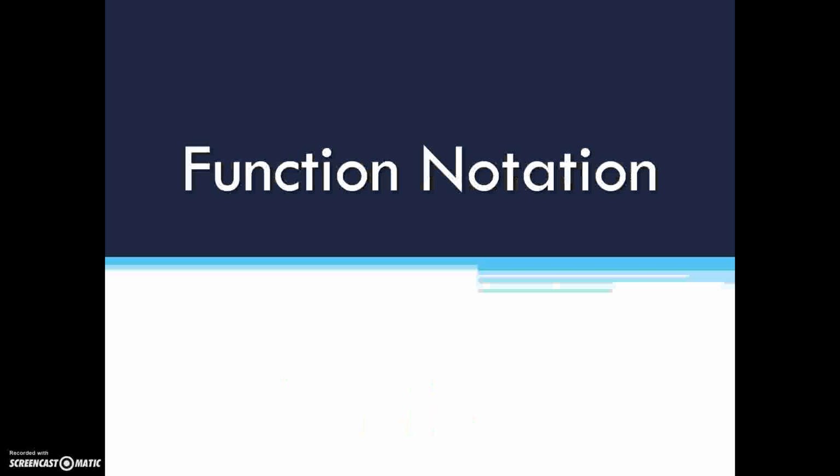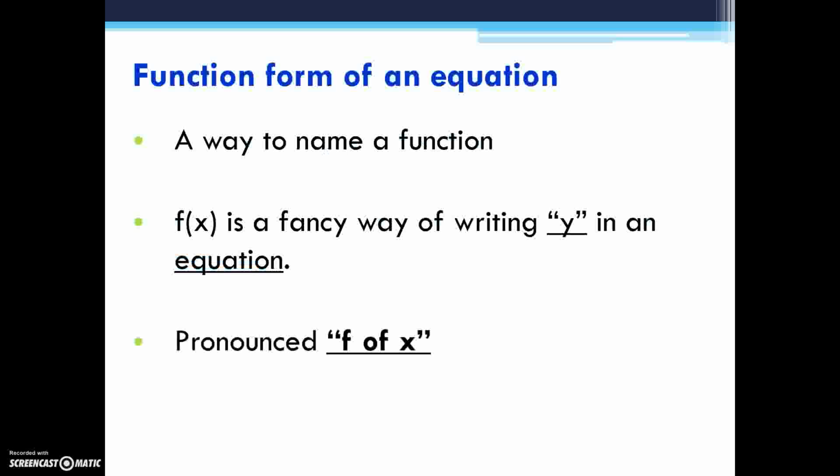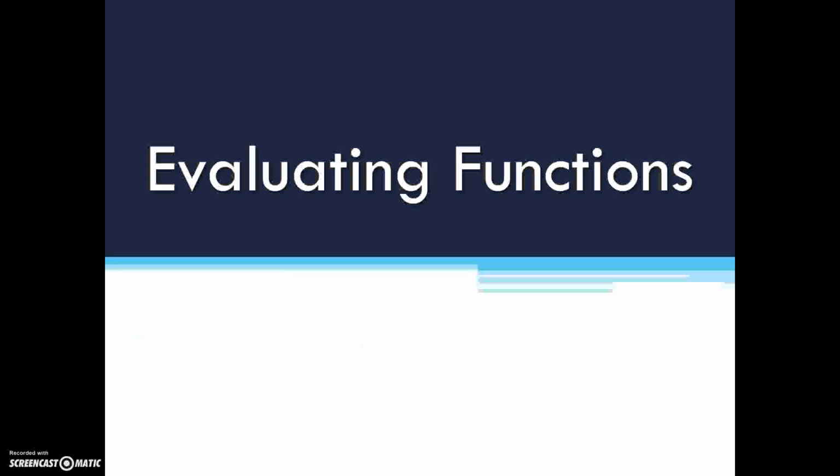Now we're going to start talking about function notation. So we've learned what a function is and how it operates. Now we're going to talk about function notation, which is, by definition, a way to name a function. f of x is a fancy way of writing y in an equation. So basically, if we had y equals mx plus b, we could take out the y and put f of x, and now it's a function versus an equation. And it is pronounced "f of x", so that we understand the proper way to say it.